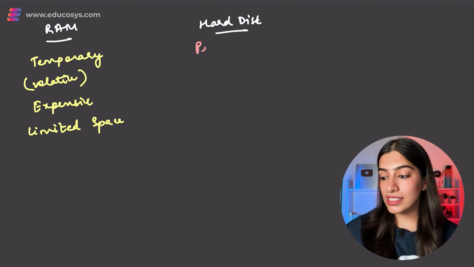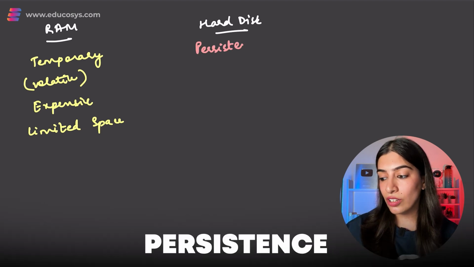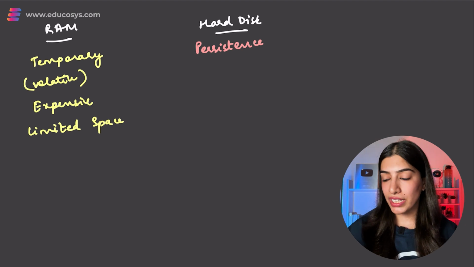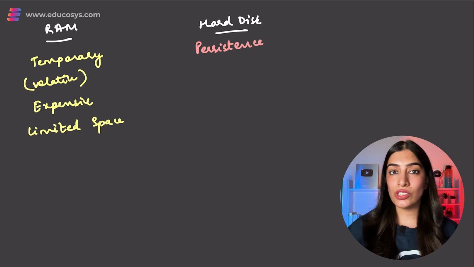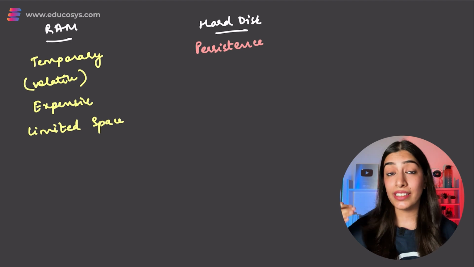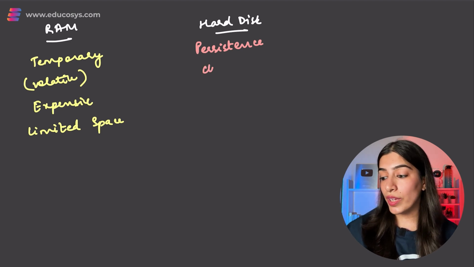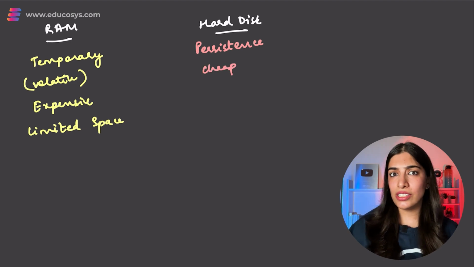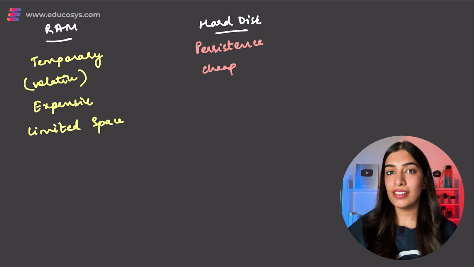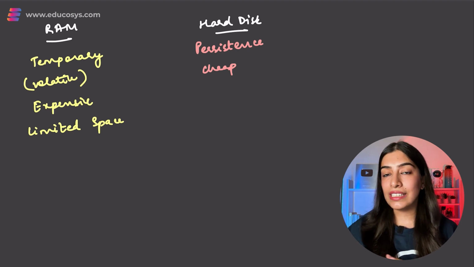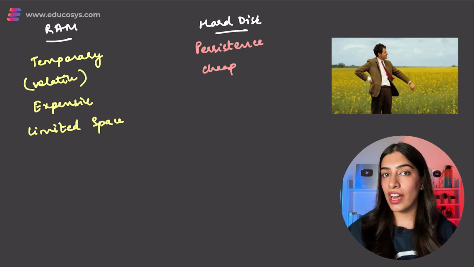Why? Because hard disk gives us persistence. We are able to store the data permanently, right? And there is no limitation as such. We can keep adding hard disks and we can store TBs of data. It is also very cheap. Then hard disk is the way to go. It is awesome, right? Not really, because it takes more time for every IO operation.